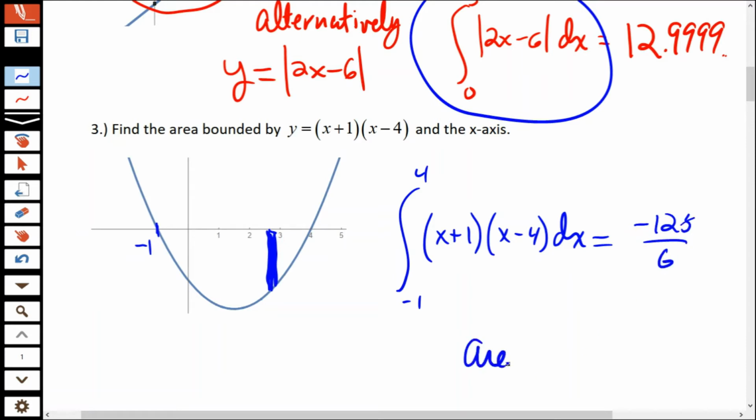So the area here is going to be equal to a positive 125 over 6. Okay? So be careful with those regions below the x-axis.